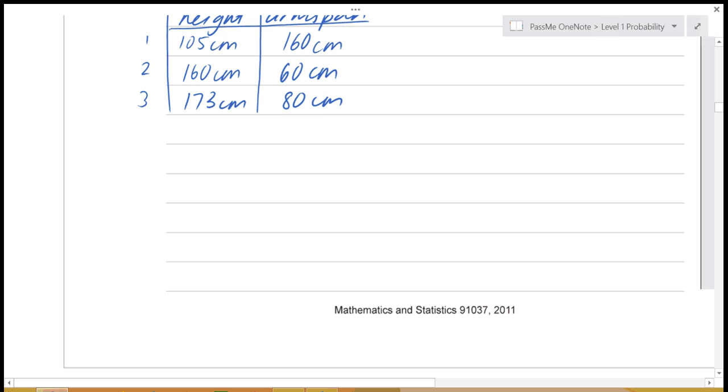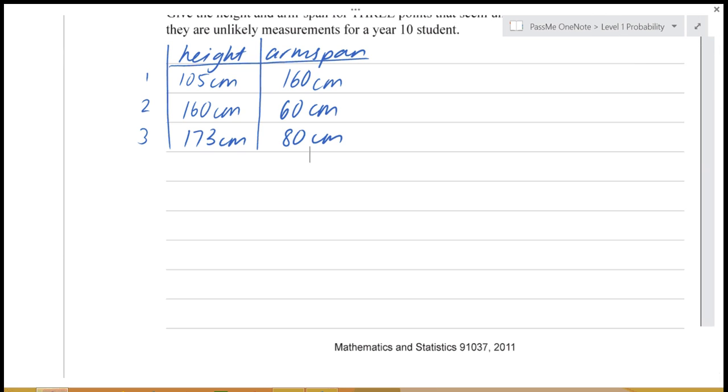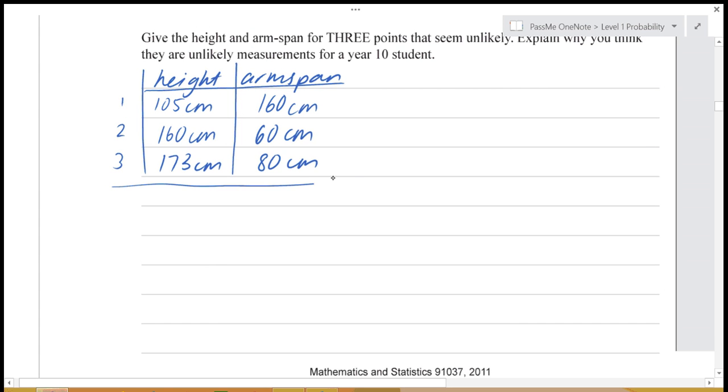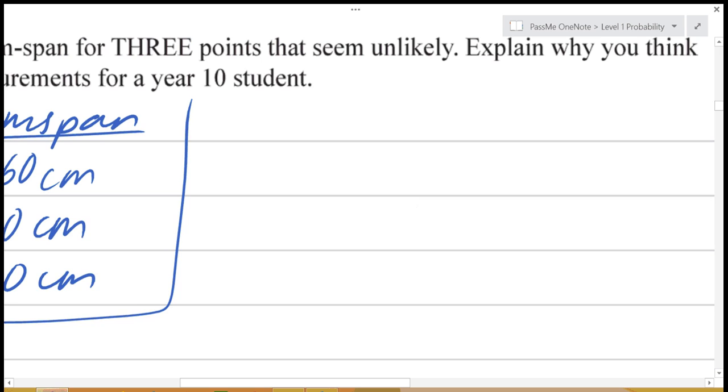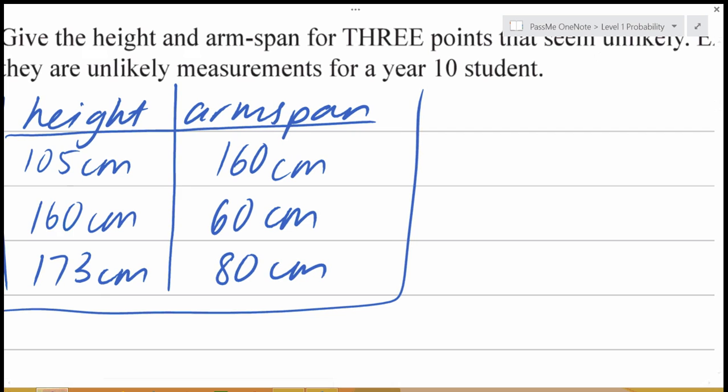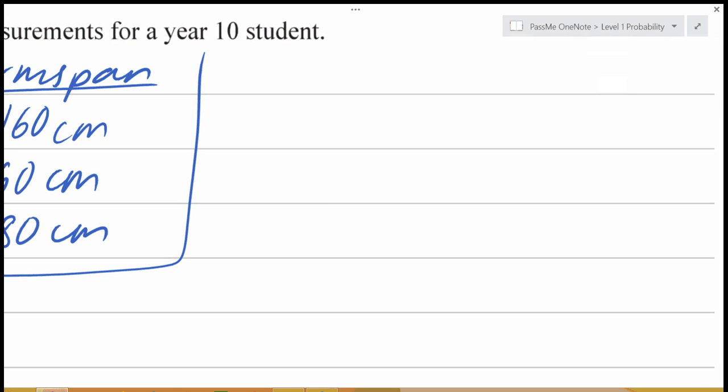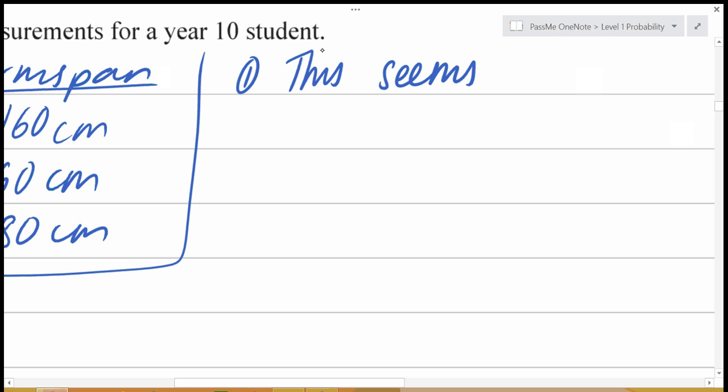Now in terms of achieved and merit, identifying points is basically achieved. If we're going to give an explanation about this, that can lead us on to merit. So I'll just box that off so I've got plenty of room here, and we'll start with our point number 1, which is 105 and 160. So point 1, so say something here, this seems unlikely.